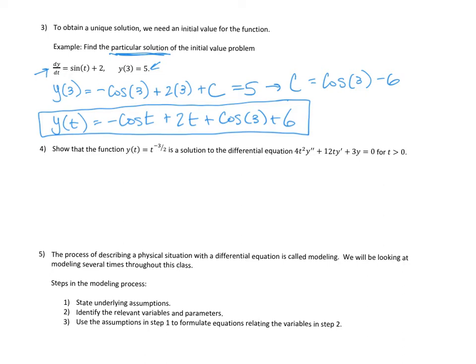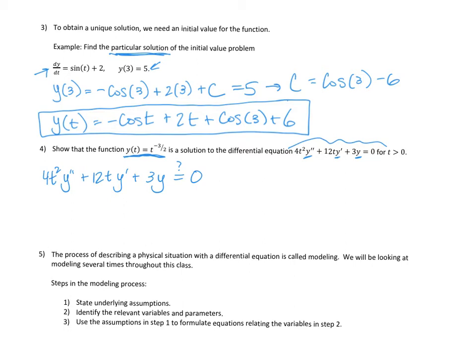Okay, so to show a function is a solution, we have to show that if we replace every y in this equation with this y, that we get a true statement. So I'm going to start by copying this equation down. So I have 4t squared y double prime plus 12t y prime plus 3y. I want to say, does that equal 0 for the y I'm given? So the y value I'm given is t to the negative 3/2. So where I have a plain y, I can replace it with t to the negative 3/2.